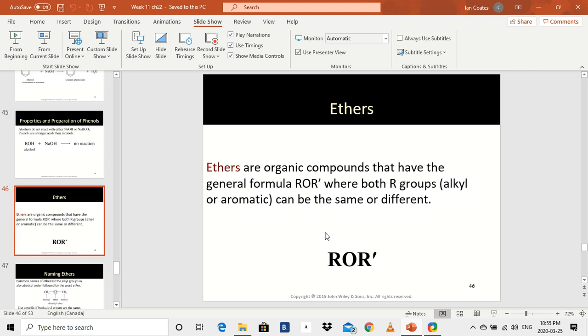Ethers. Getting back to naming them. Ethers are organic compounds that have the general formula ROR, where both R groups can be alkyl, which is a chain, or aromatic. So be careful when this is written like this. This could be an aliphatic chain, and this side over here could be benzene, or another chain. And they're both single bonded to this oxygen.